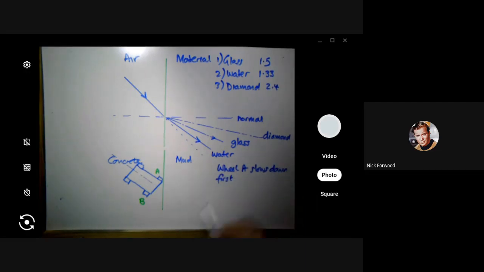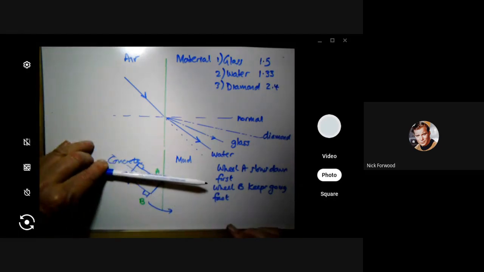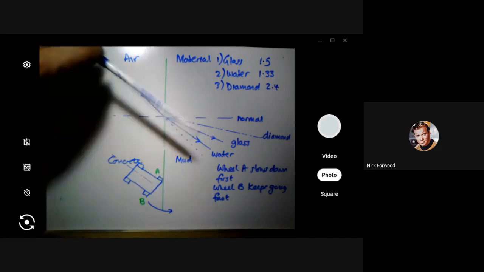Wheel A slows down first, wheel B keeps going. It keeps going faster. So if this wheel slows down, it gets bogged down as soon as it enters the mud, but this wheel here is still on the concrete. This wheel gets driven forwards and the whole tractor actually turns round that way, and it's not pointing in that direction anymore. It gets turned round there, okay, as the wheels enter the mud at different speeds at different times. And that's just the same with the air.